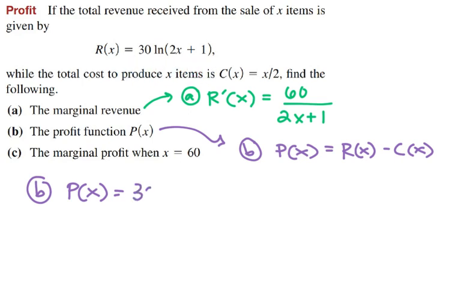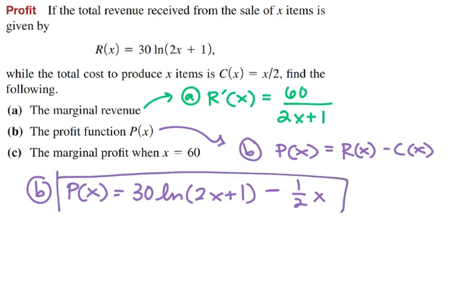30 natural log of 2x plus 1, minus all of my cost function. In this case, my cost function is only one term, but do notice I drew a parenthesis here so that if it was multiple terms, I would need to remember to distribute that minus. In this case, we're just going to have x over 2, and remember, x over 2 is the same as writing 1/2 x. So this function here represents my profit function. This would be the answer for part B.